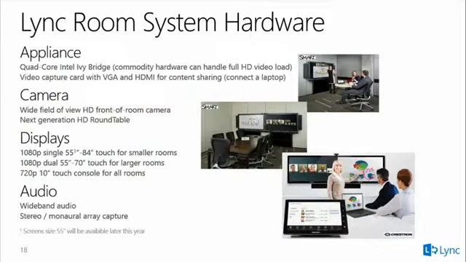From a hardware perspective, what makes up a Lync room system? Really, it is a mix of an appliance, usually a quad-core Intel processor with a video capture card and an HDMI input for sharing content and connecting to a laptop. It's got a wide view HD front of room camera. Sometimes next generation HD roundtables are involved in these systems.